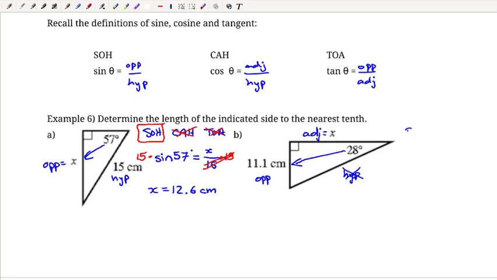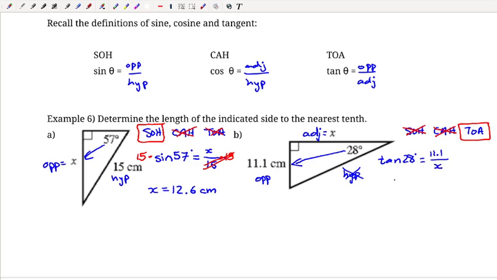So in this case, again, I'm going to write out SOHCAHTOA. And I'm going to go through and eliminate. So I don't have the hypotenuse, so I can't use SO because it's got the H in it. Don't have the hypotenuse, I can't use CA because it's got the H in it. I do have opposite, I'm looking for the adjacent, so that is what I am aiming for in this question. So I'm going to write out tangent of my angle, 28 degrees, is equal to opposite, in this case, 11.1, and adjacent in this case is x.